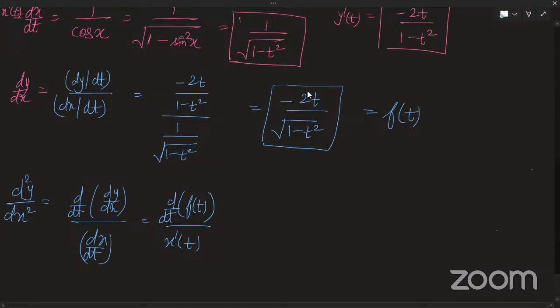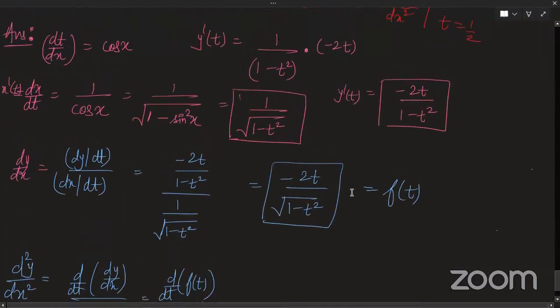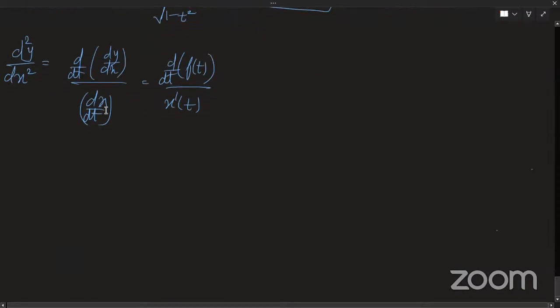Can you differentiate this thing with respect to t? Minus 2t by square root 1 minus t square. Can you differentiate it? We can apply division rule and do it. Fine. I want you to try it as homework. It can be done using division rule, and I want you to come up with the answer tomorrow.